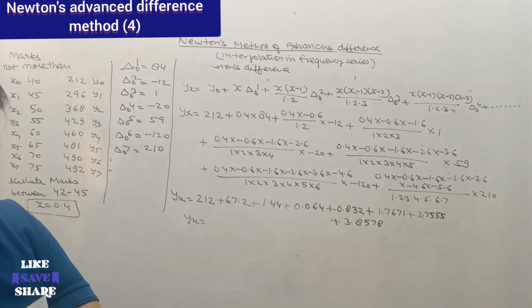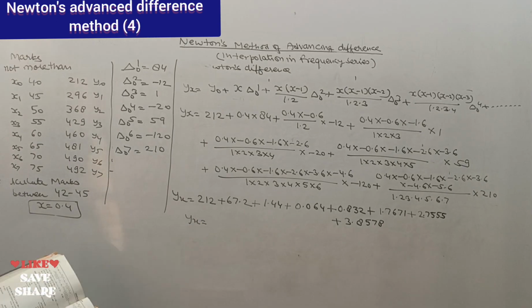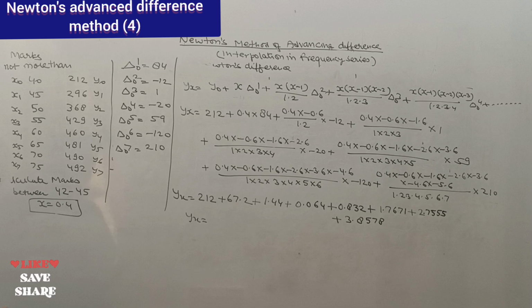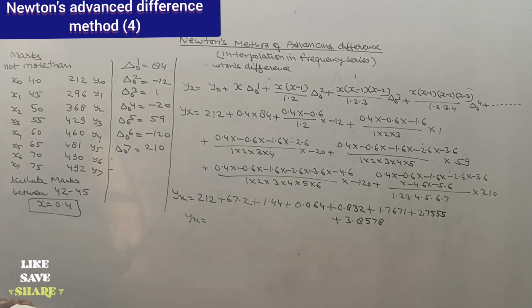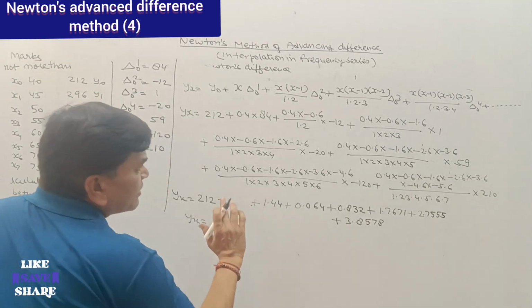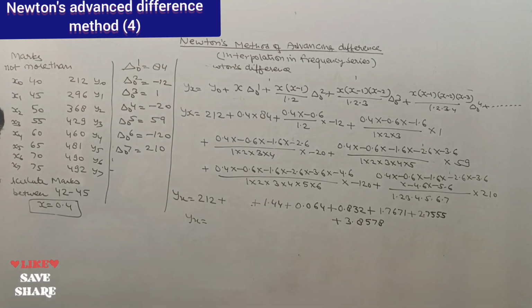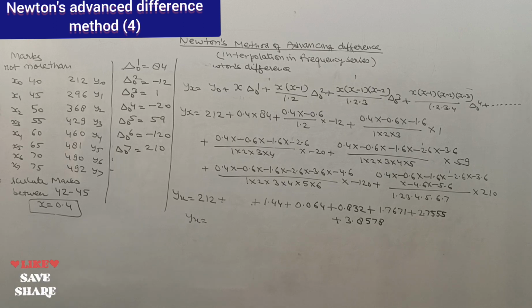So the value of this 212. Second value was 84. Okay. So second value is different. This is wrong. All other is right. Okay. So again calculate 0.84 multiply 0.4. 33.6.